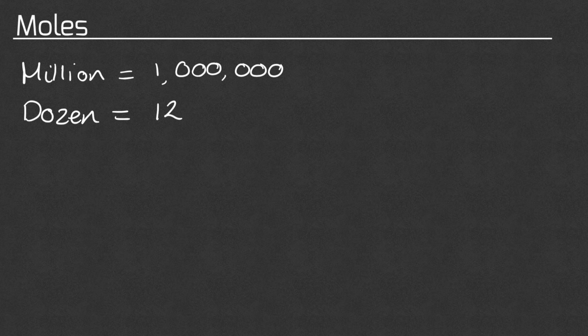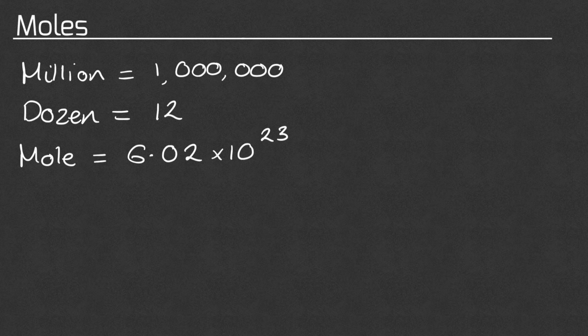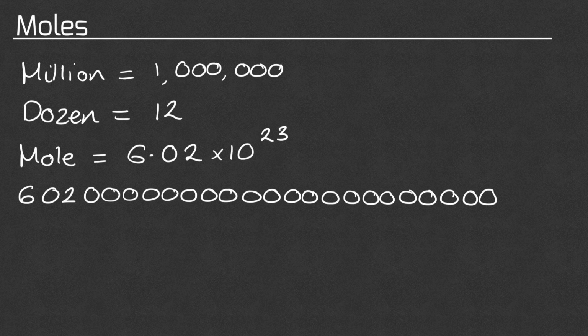So we know that a million is represented by this number here, and that a dozen means we've got 12 of something. Well, a mole means we've got 6.02 times 10 to the power of 23 particles. So that could be 6.02 times 10 to the 23 atoms, for example, atoms of oxygen, or it could be 6.02 times 10 to the power of 23 particles, for example, that number of water molecules. It's a very long number, so we write it out using standard form as 6.02 times 10 to the power of 23.